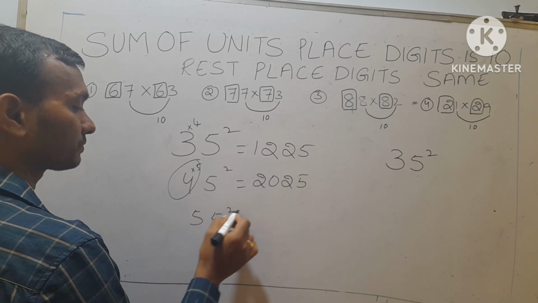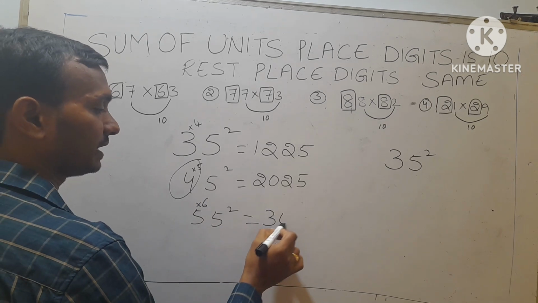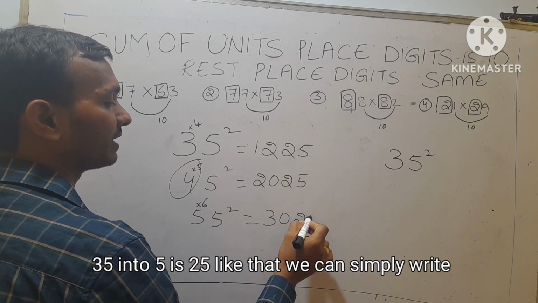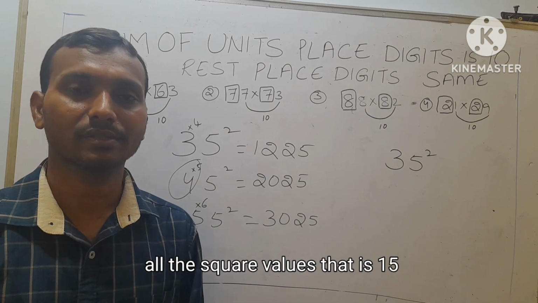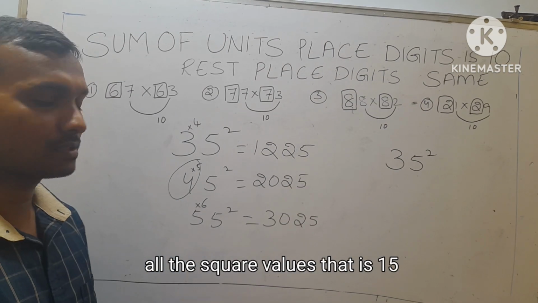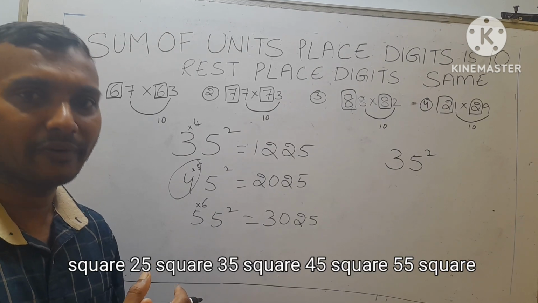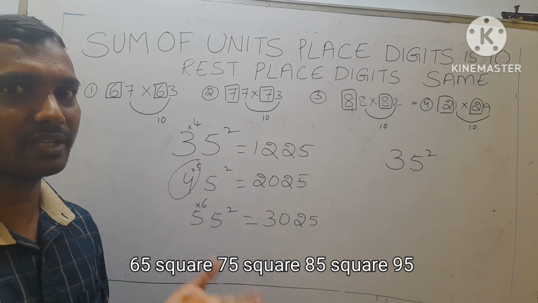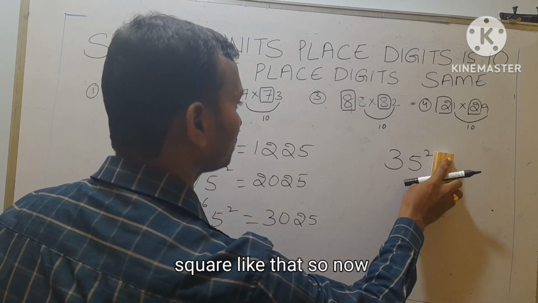55 squared. What is the next number after 5? 6. 5 sixes are 30. 5 into 5 is 25. Like that, we can simply write all the square values. That is 15 squared, 25 squared, 35 squared, 45 squared, 55 squared, 65 squared, 75 squared, 85 squared, 95 squared, like that.